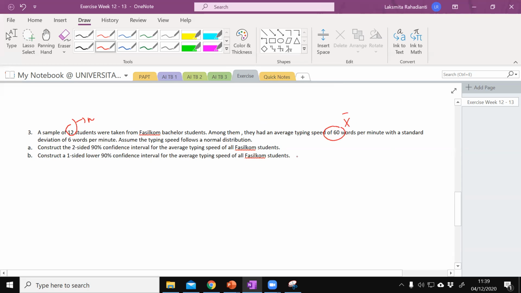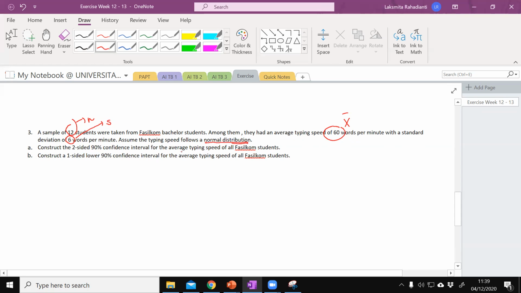So this is my sample mean. And I know that there is a standard deviation of 6 words per minute. But be careful, this is the s, because I know that this is the standard deviation of the 12 students. I do know that I can assume that this is following a normal distribution.